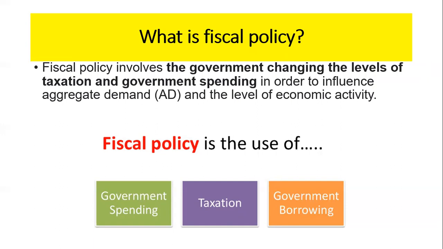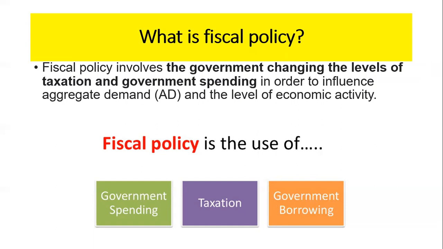Fiscal policy is one of 3 government policies. You've got fiscal policy, supply side policy, and monetary policy. Fiscal policy is used and implemented by the government. So fiscal policy involves the government changing the levels of taxation and government spending in order to influence either aggregate demand and the level of economic activity.